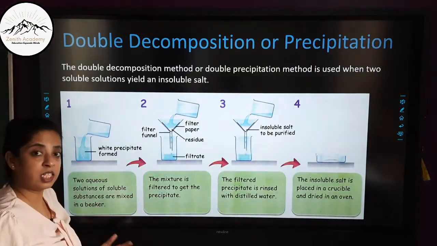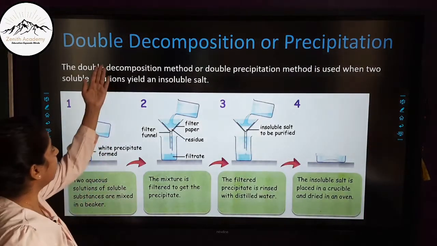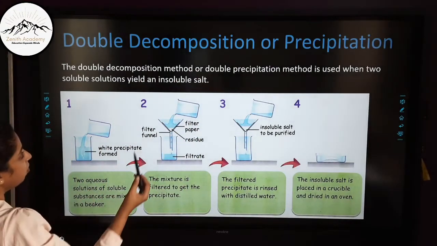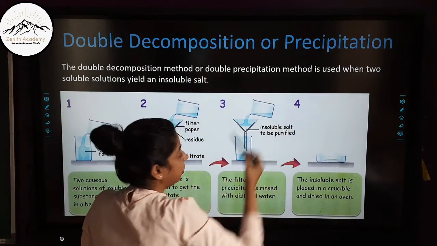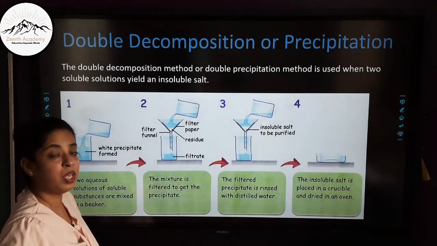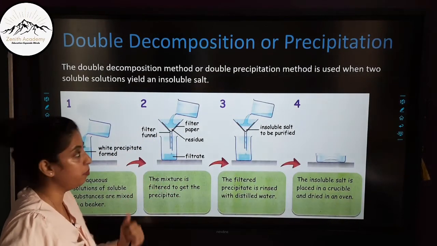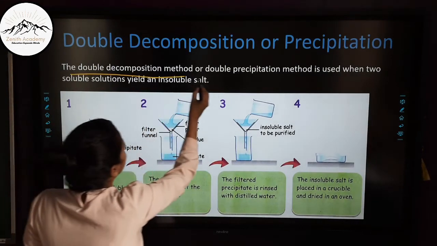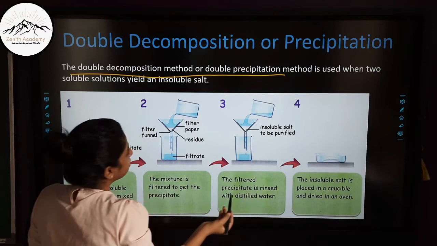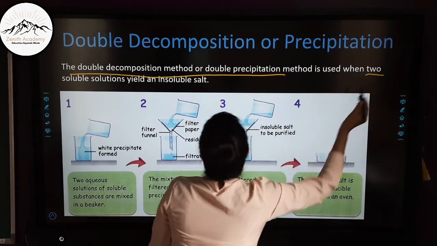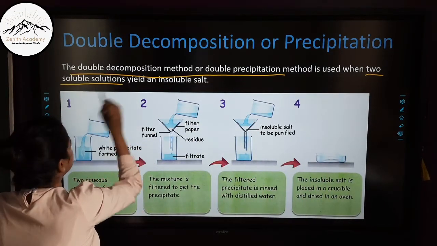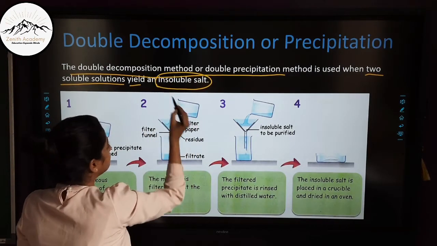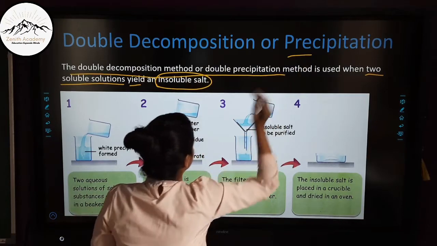Now let's see the next process of formation of salt, that is by double decomposition or precipitation. As the name suggests, it is precipitation, so the salt formed should be insoluble, then only it will precipitate. So let's see how it is done. The double decomposition method or double precipitation method is used when 2 soluble solutions yield an insoluble salt. Since it is insoluble, it will get precipitated.